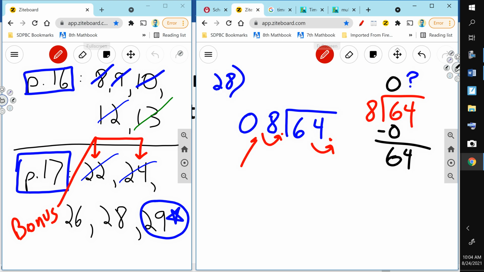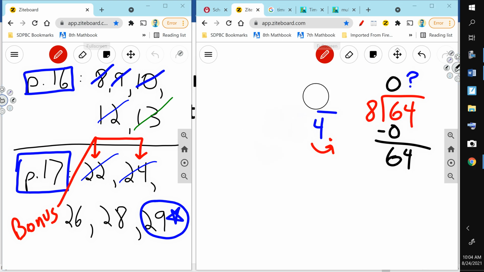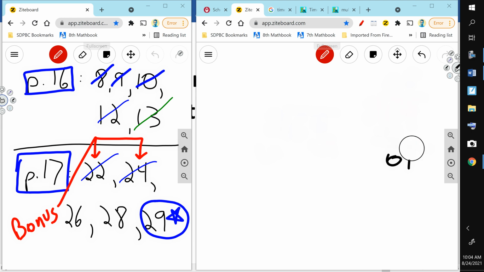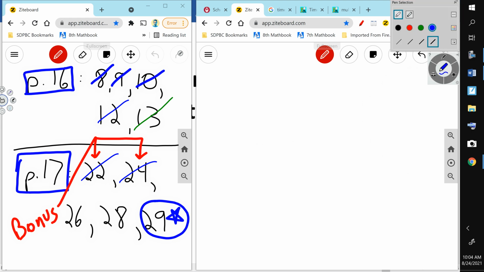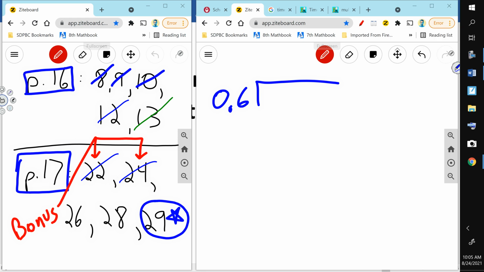Okay, and then the last one is number 29. This one's going to be a little bit tricky, only because there's a lot of numbers. So they set it up for us, so we don't have to determine what number goes under the roof. Okay, that's good. What number goes under the roof? 0.2430. So let's solve this, okay?